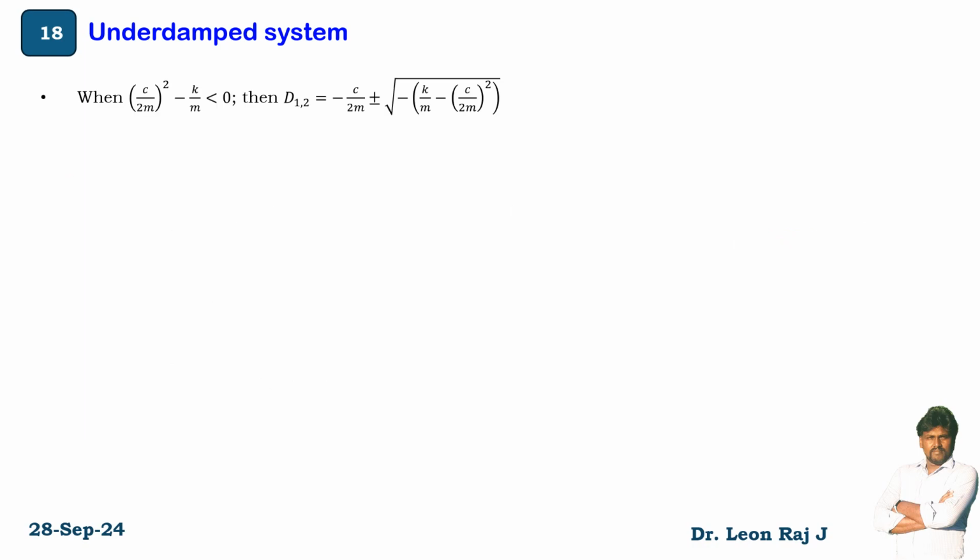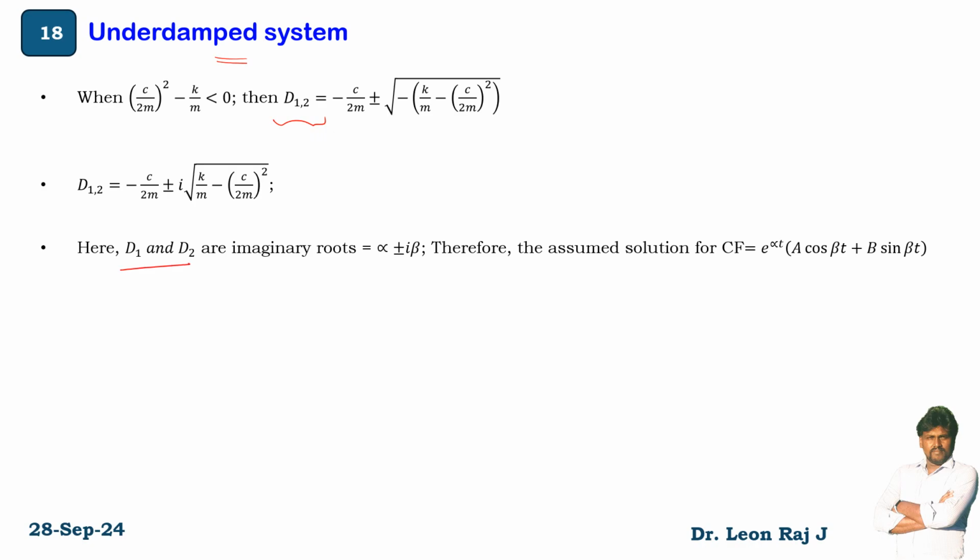Next, the underdamped system. When (c by 2m) whole square minus k by m is less than 0, then d1,2 equals minus c by 2m plus or minus square root of minus (k by m minus (c by 2m) whole square). So here the minus is taken out and the roots are written as minus c by 2m plus or minus i square root of k by m minus (c by 2m) whole square. So d1 and d2 are imaginary roots, that is complex numbers.